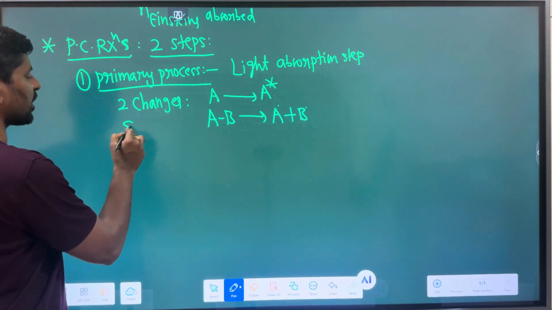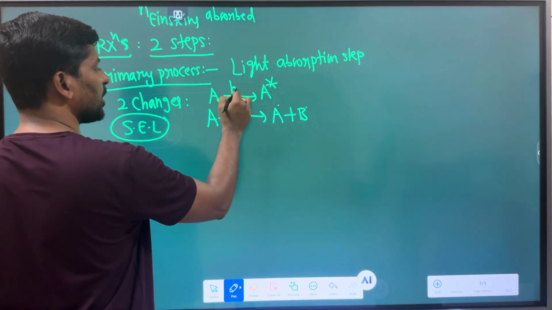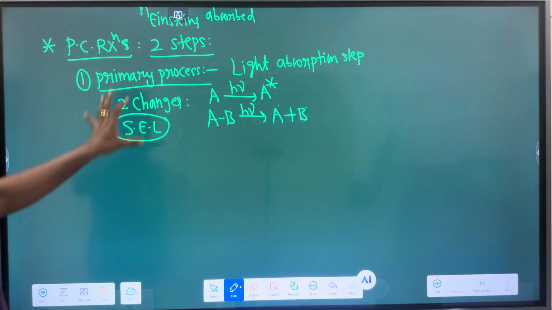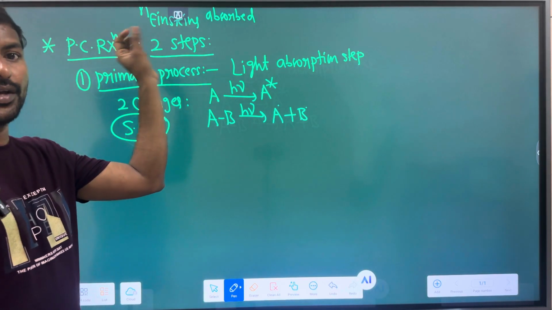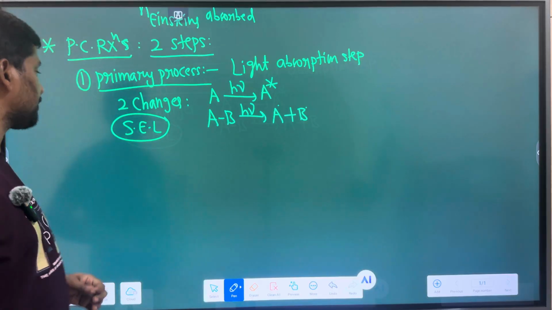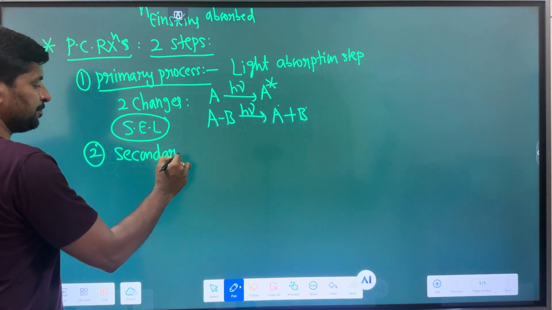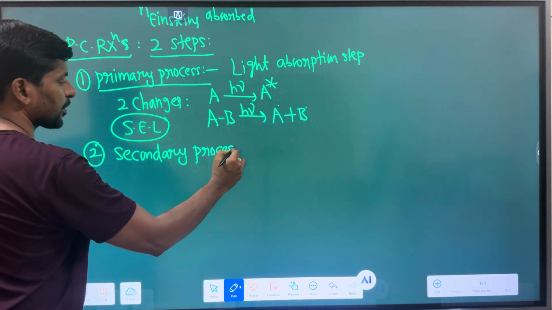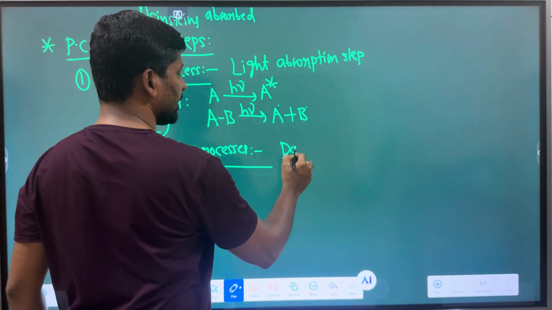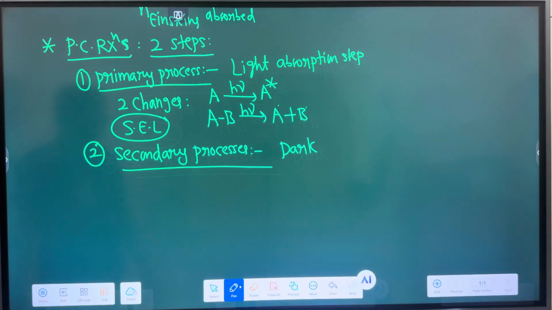Mostly it follows the Stark-Einstein law of photochemical equivalence, which means each participating molecule absorbs one photon. So the light absorption step involves light energy, but the further subsequent steps may not require light energy. Those are called secondary processes. Secondary processes are generally dark reactions, and light energy absorption is not required. They are subsequent reactions to the primary process.